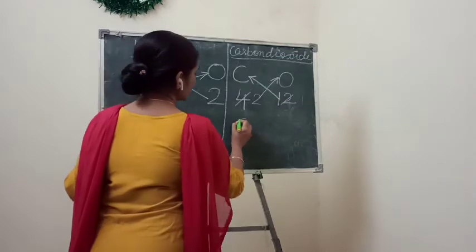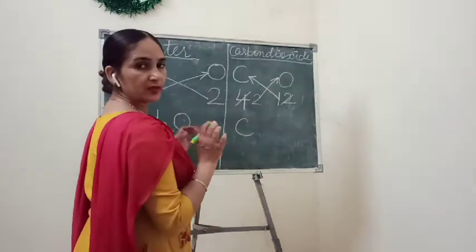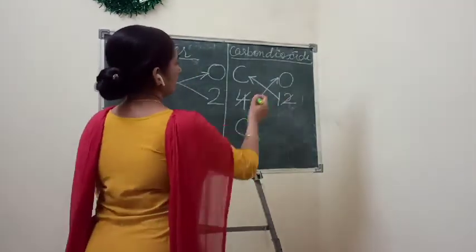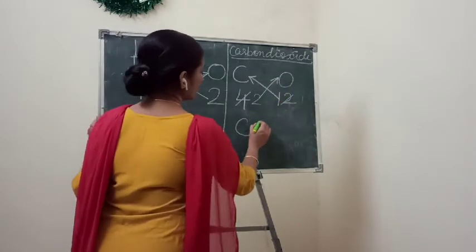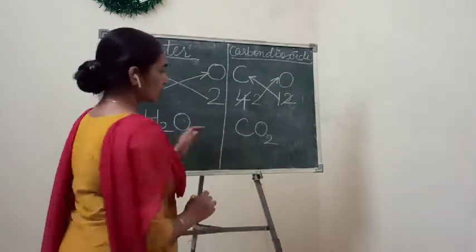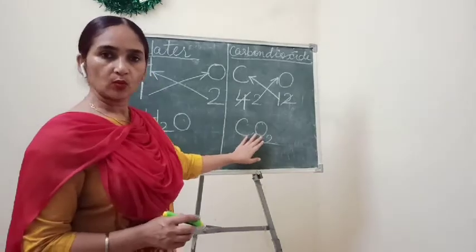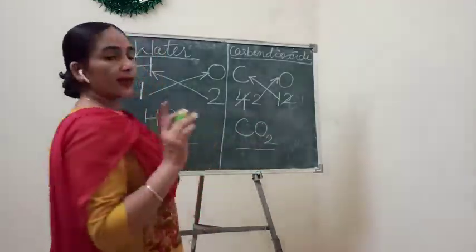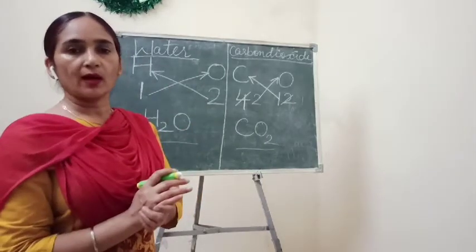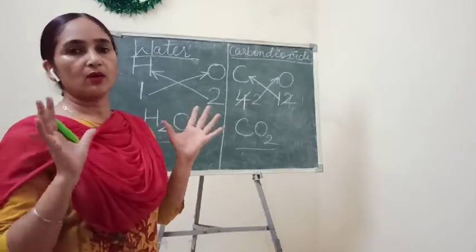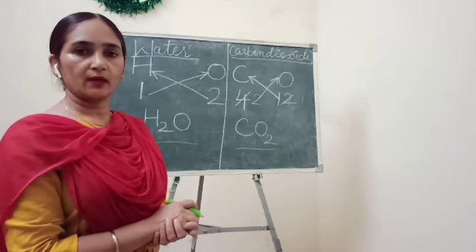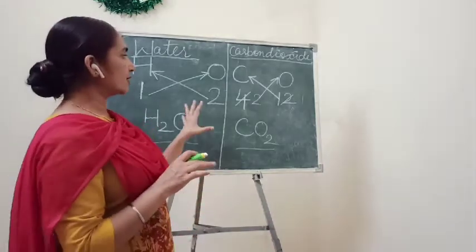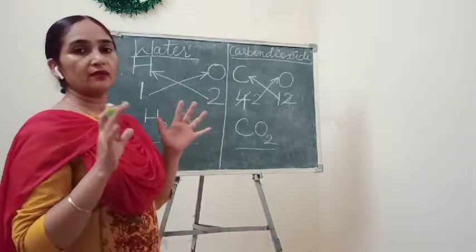C1. So C1 is there, and 1 we do not mention. And O, how much? 2. So carbon dioxide is CO2. In this way we can create the formula of any big or small compound. Understand? So children, in this way we can make the formulas.